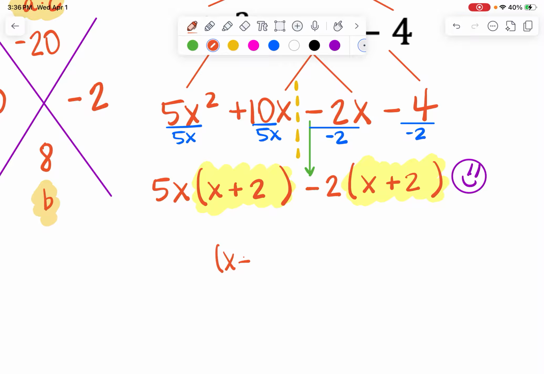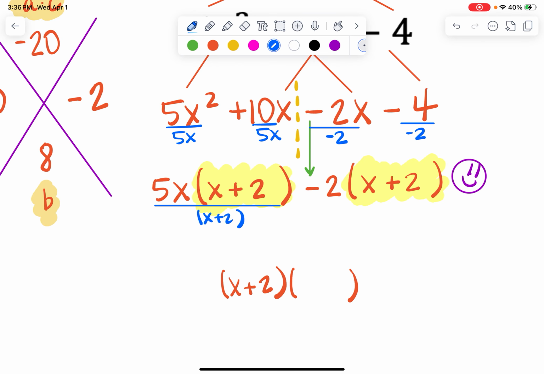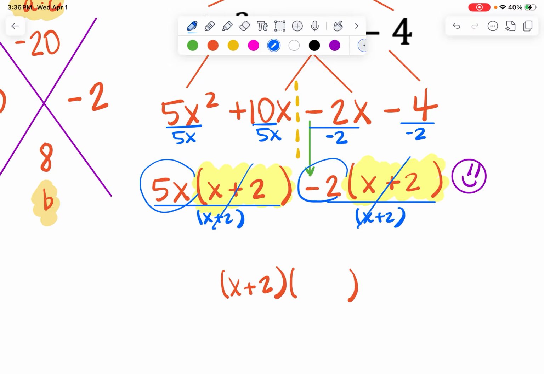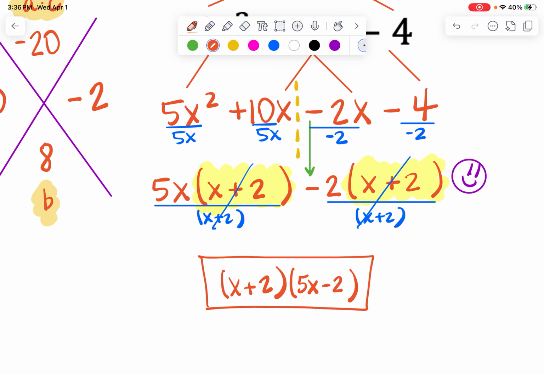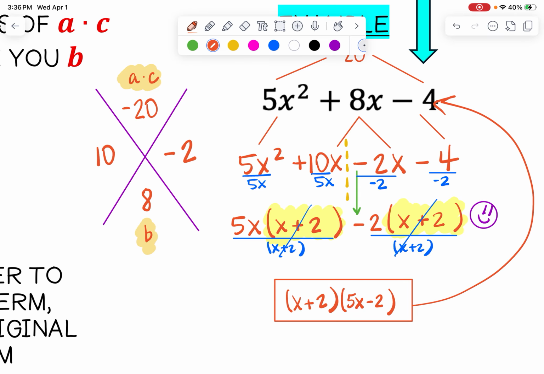We're going to take out the x plus 2 they have in common. And then if we divide out the x plus 2, let me scooch that down a little bit. Just like we did on our homework last night, if I divide the x plus 2 out of each of these terms, well, the x plus 2's cancel. And what's on the outside is my leftovers for my GCF factoring. So 5x minus 2. And ta-da! There are the 2 binomials that multiply to give me 5x squared plus 8x minus 4.